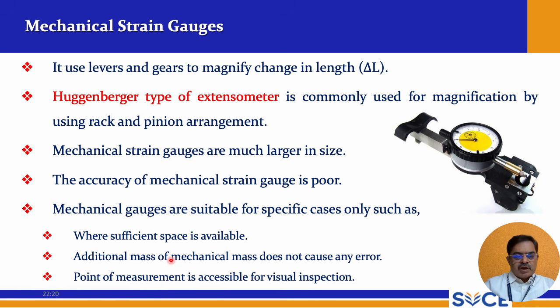So if you have more space available, there you can go with the extensometer, and the additional mass of the mechanical gauge does not cause any error, and the point of measurement is accessible for visual inspection. So these are the features of mechanical gauges.